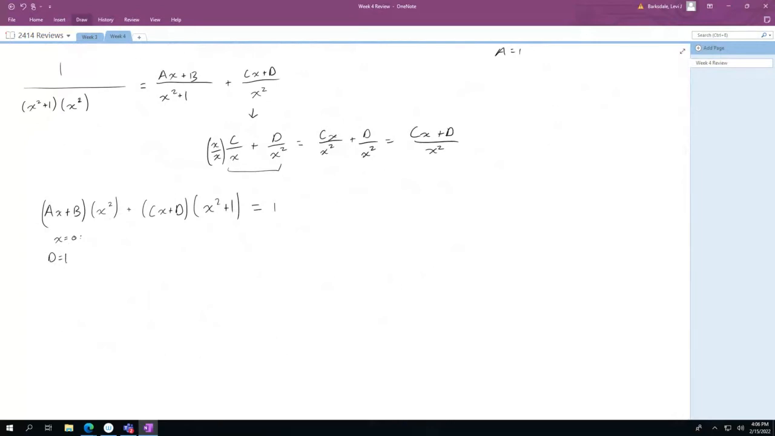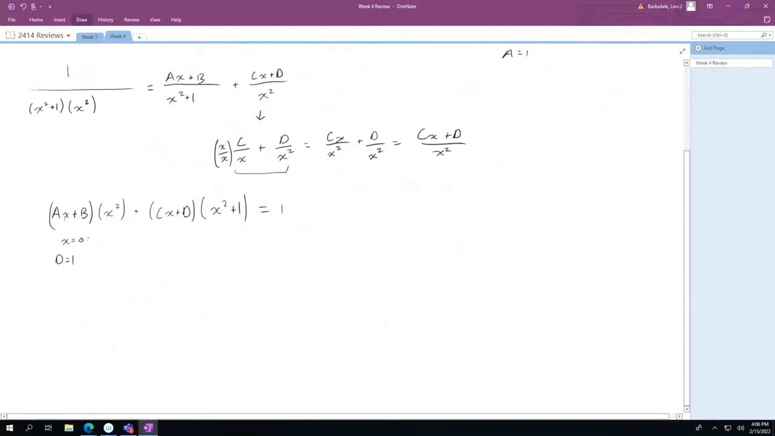Now, I also can match up different powers of x. In this case, I'm going to look at just the x cubed terms. I have ax times x squared gets me ax cubed. And I also have cx times x squared gets me cx cubed. And on the far side, I have no x cubed. So what this tells me is a plus c should equal 0. Now I can also do the same thing with x squared terms. bx squared plus dx squared should also equal 0. So b plus d should equal 0. But I already know d. It's 1. So then b is equal to negative 1.